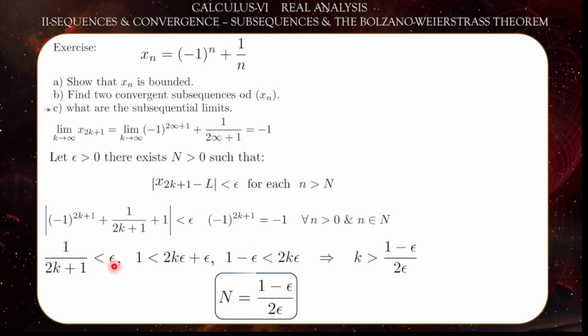You have here minus 1 plus 1 cancels out, so 1/(2k+1) is less than epsilon, so 1 is less than 2k epsilon plus epsilon. 1 minus epsilon, because you move epsilon to the left, 1 minus epsilon is less than 2k epsilon. Hence, k is greater than (1 minus epsilon) divided by 2 epsilon. So N is equal to (1 minus epsilon) divided by 2 epsilon. This is the choice of N.